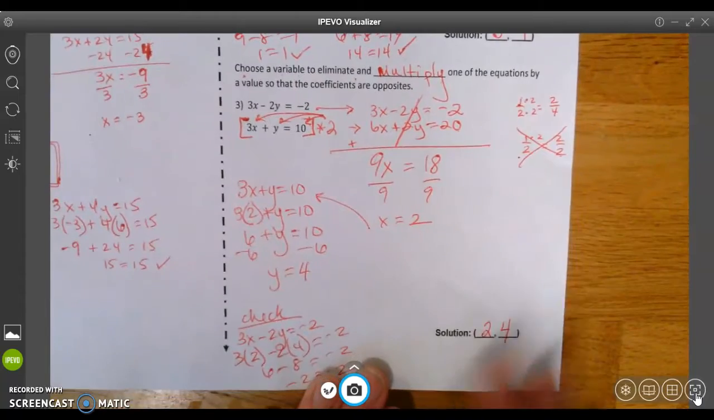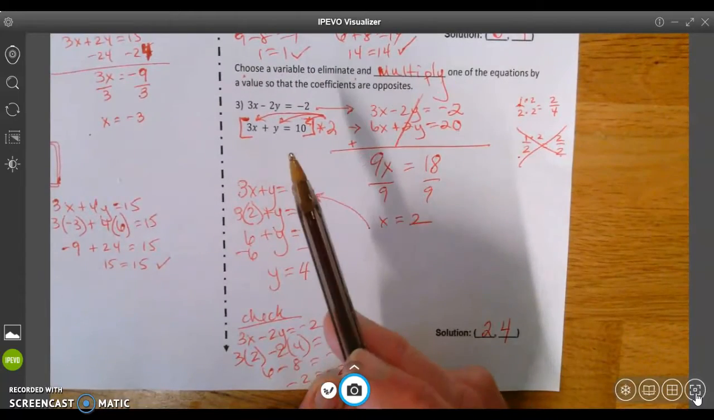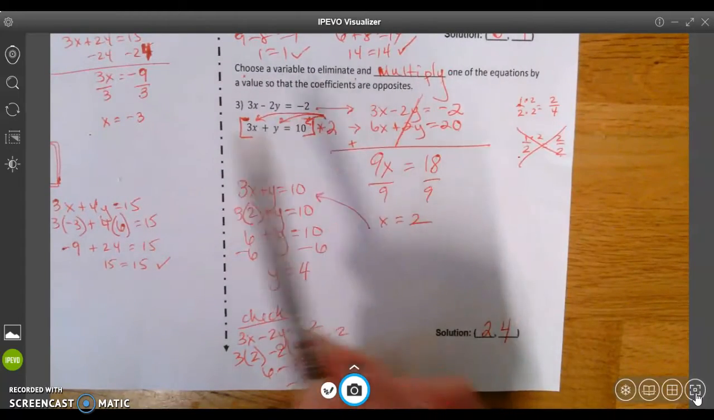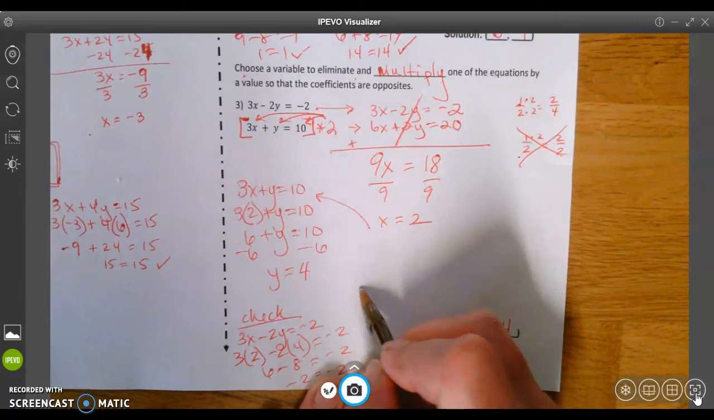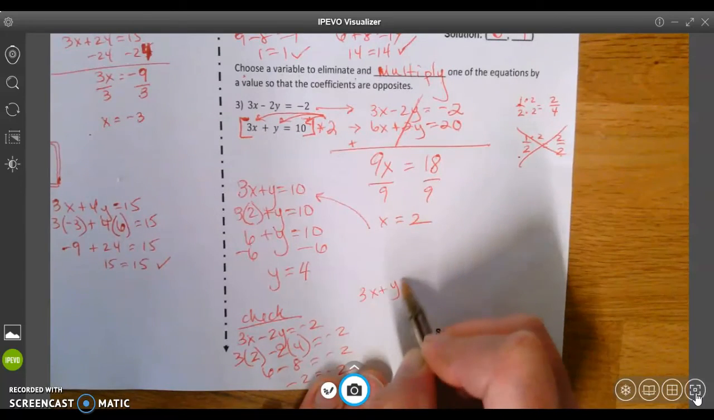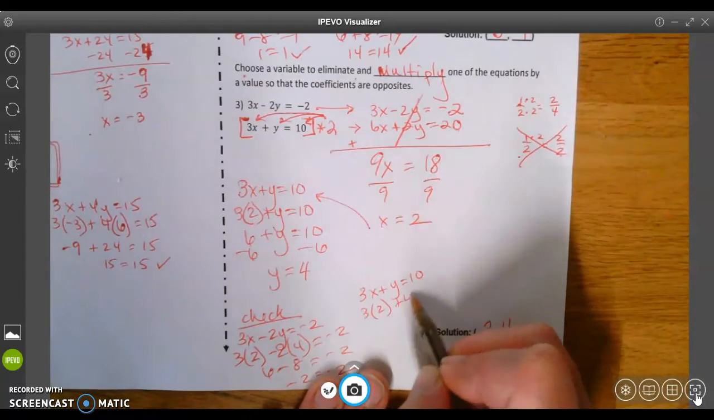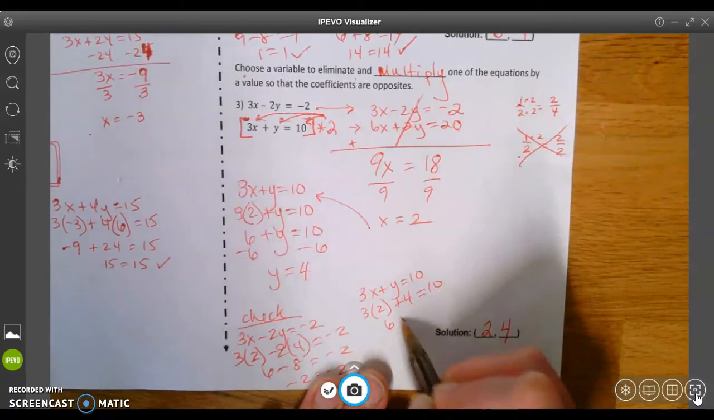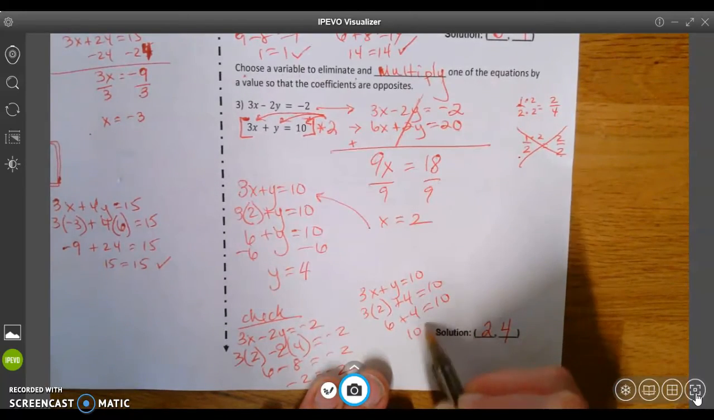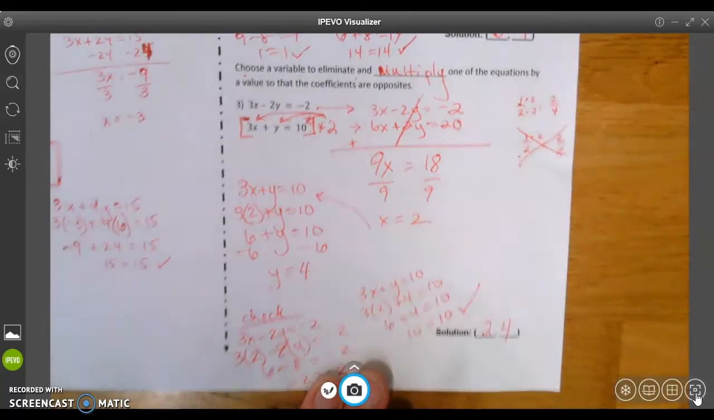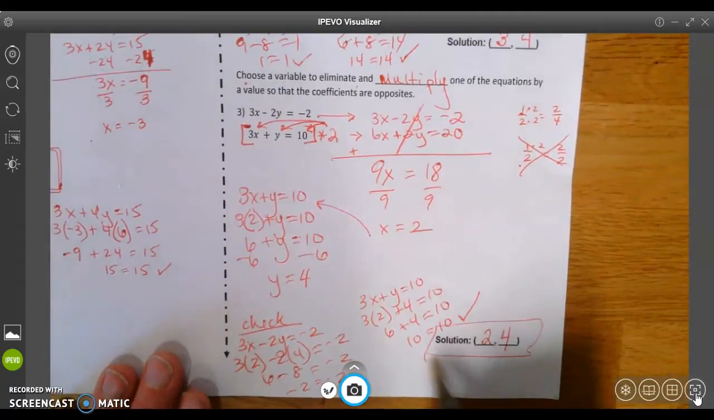And let's see, we checked the top equation, so we need to grab the bottom. Guys, always go back to the original equation. Don't go to the equation that you already monkeyed with. 3 times 2 plus y, 6 plus 4. It works. So we have our solutions.